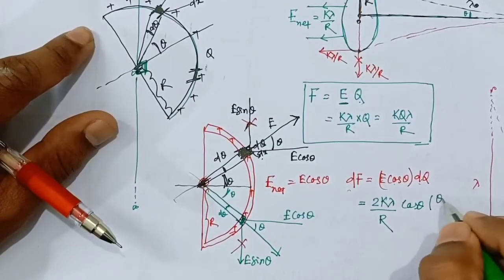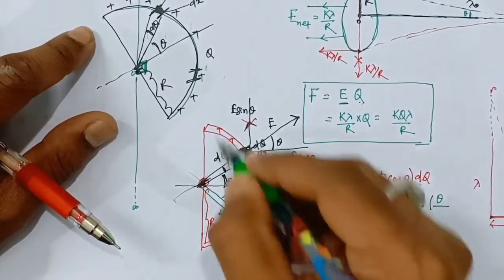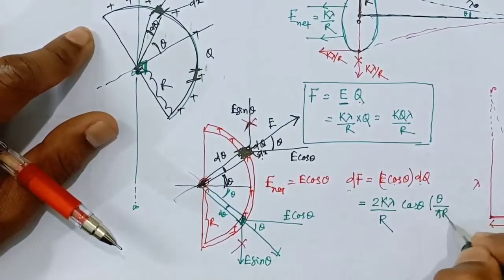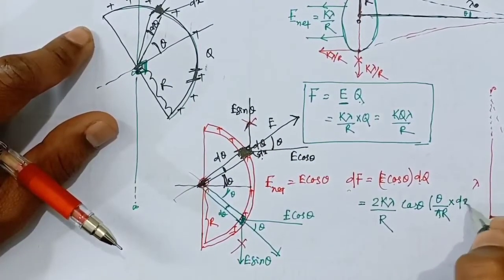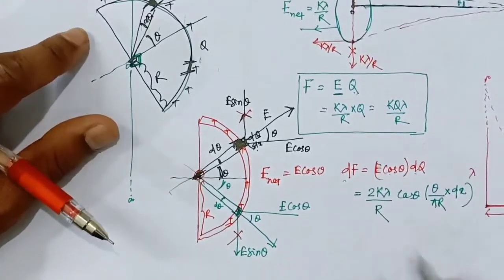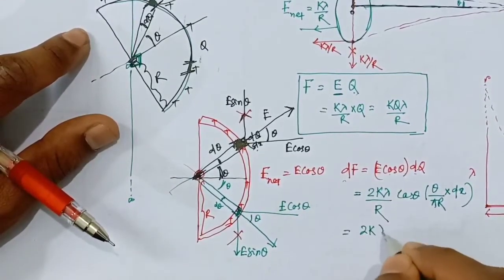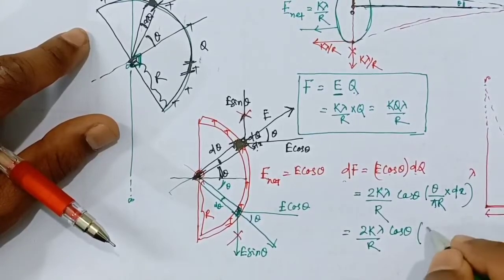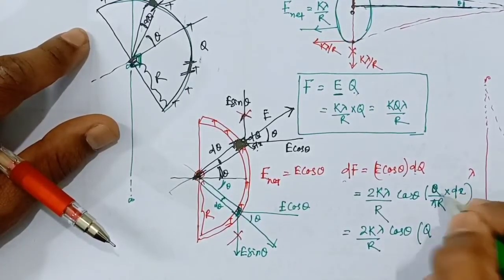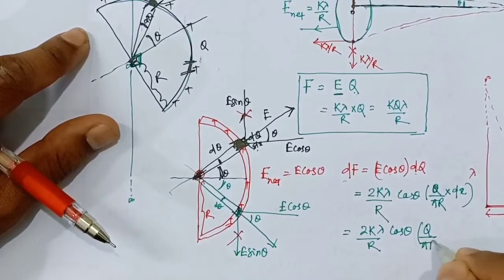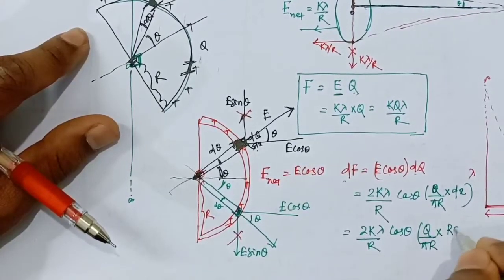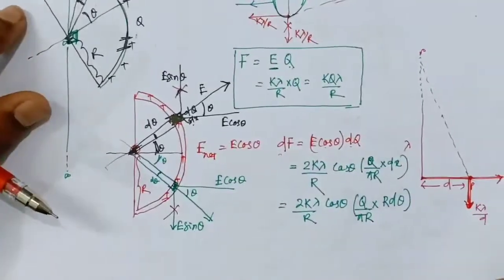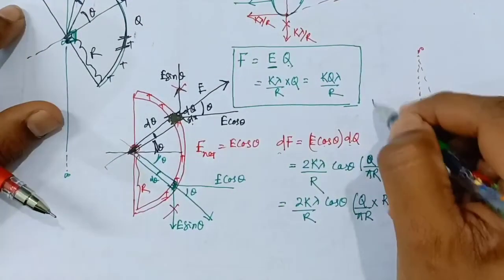dq can be written as charge per unit length times the length. What is the length? The length is πr, into dx. How much charge will exist? This is 2kλ/r cos θ, this is the charge per unit length. dx can be written as r dθ. Why will it be written as r dθ?